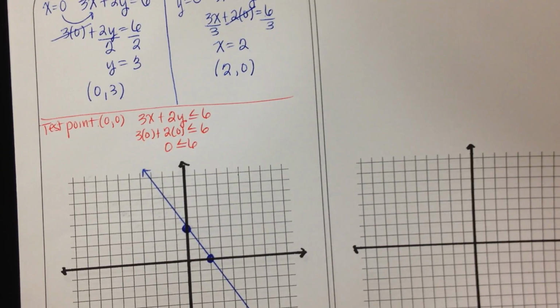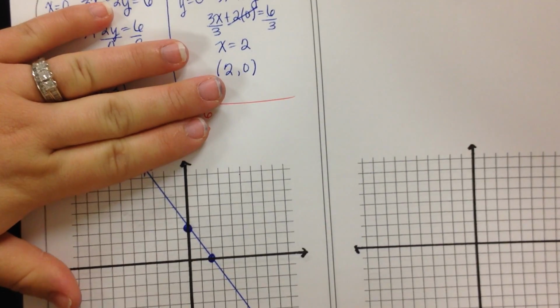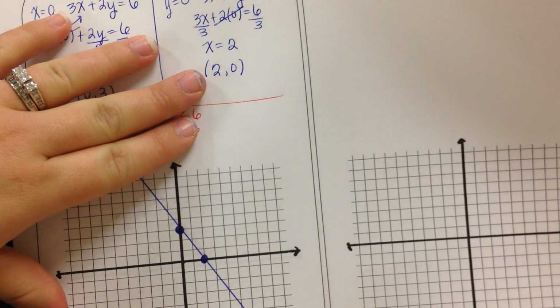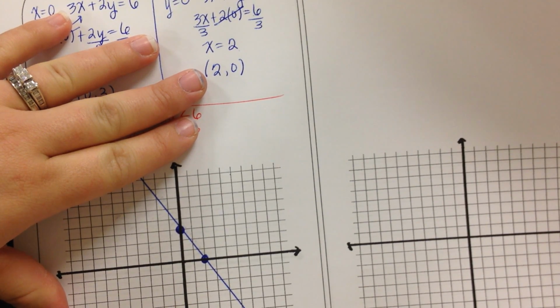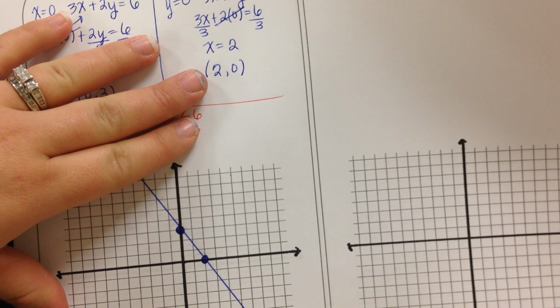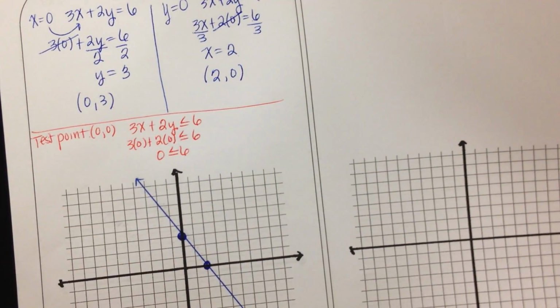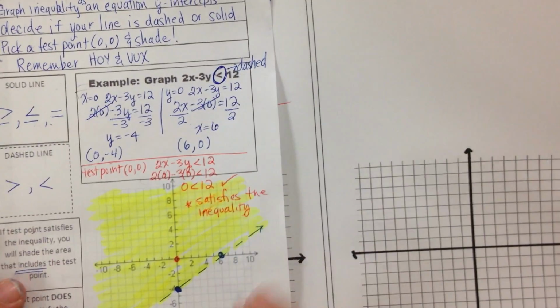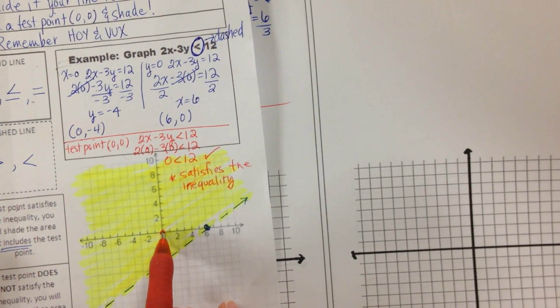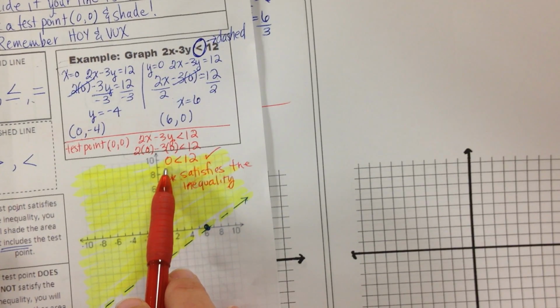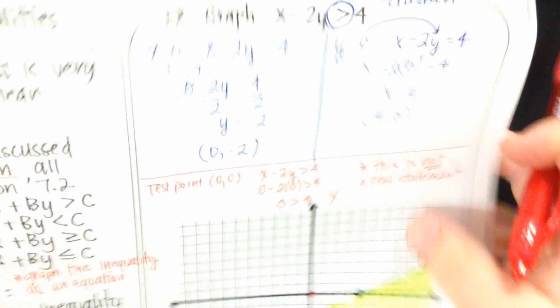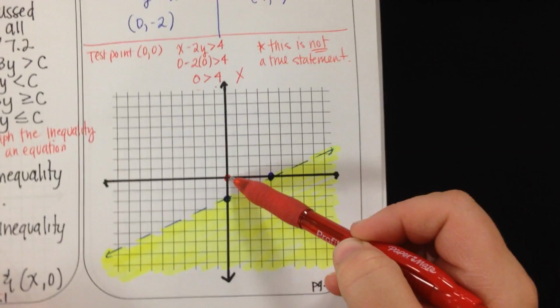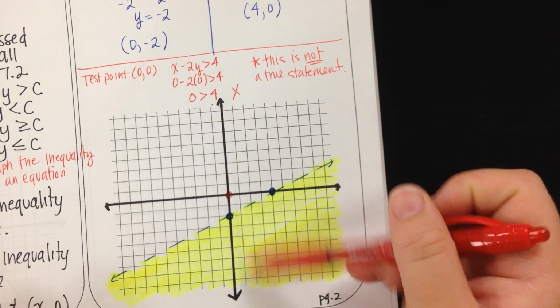Say it again? Well, if you didn't do a test point, how do you know whether to shade above or below? Huh? No. No, our origin has been our test point. So if you look at the last two examples, the one from our foldable, why did we shade this? Because our test point satisfied the equation. It made it true. But look at the last example. Did our test point satisfy the equation? No, so we shaded the other way.